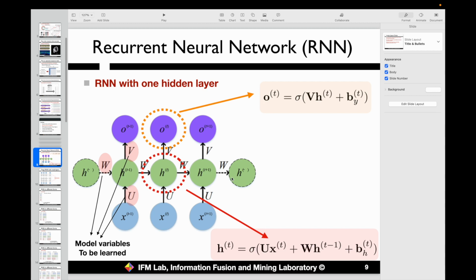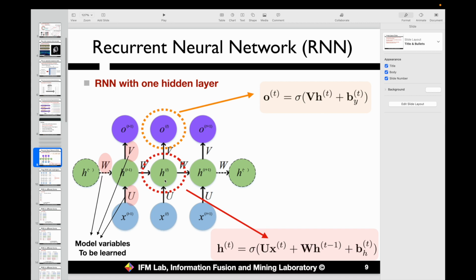As to the inputs for the model, we have xt, xt minus 1, xt plus 1, and so on. They denote these ordered inputs from some sequence data like text, right? Given a document, according to the order of words, we can feed these words as inputs into these recurrent neurons.